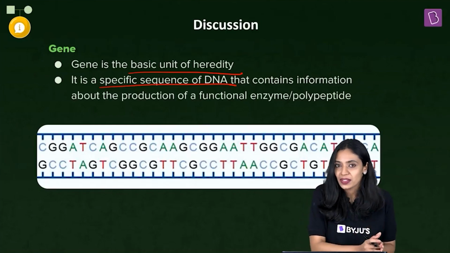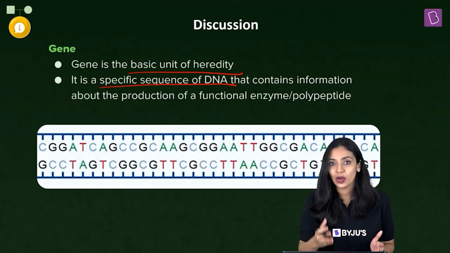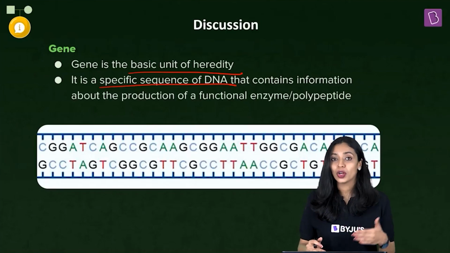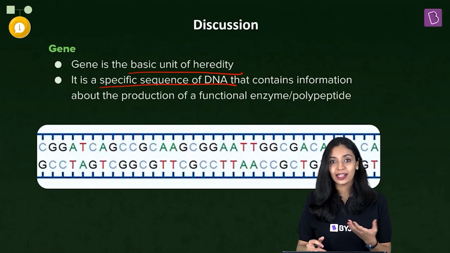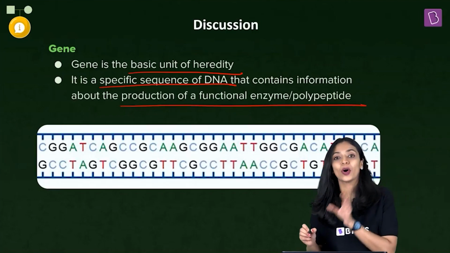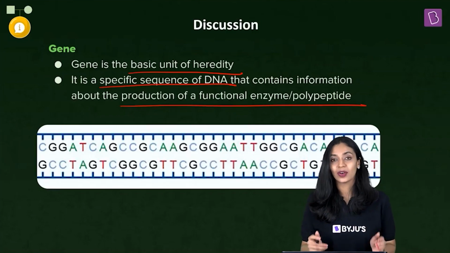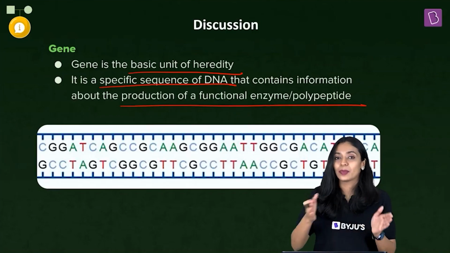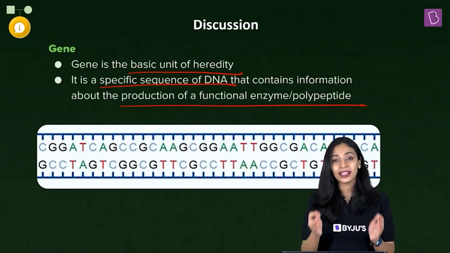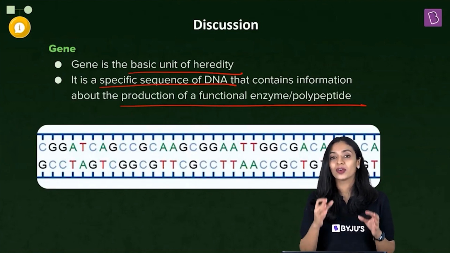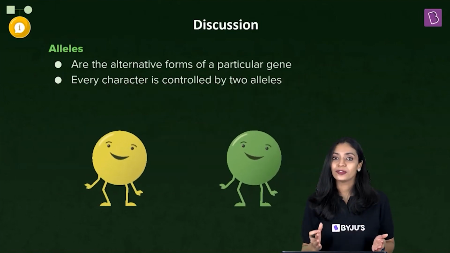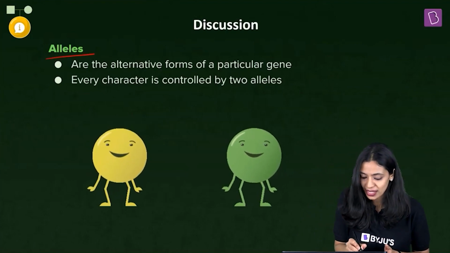And a specific sequence of the deoxyribonucleotides in DNA will contain information for coding a protein. So it will contain information that specifies the production of a functional polypeptide or an enzyme. Okay, so that is a gene. Certain segments of DNA contain information for the formation of proteins or polypeptides. Those are called genes. There are different forms of genes that can exist, and alternate forms of a gene is what we call alleles.